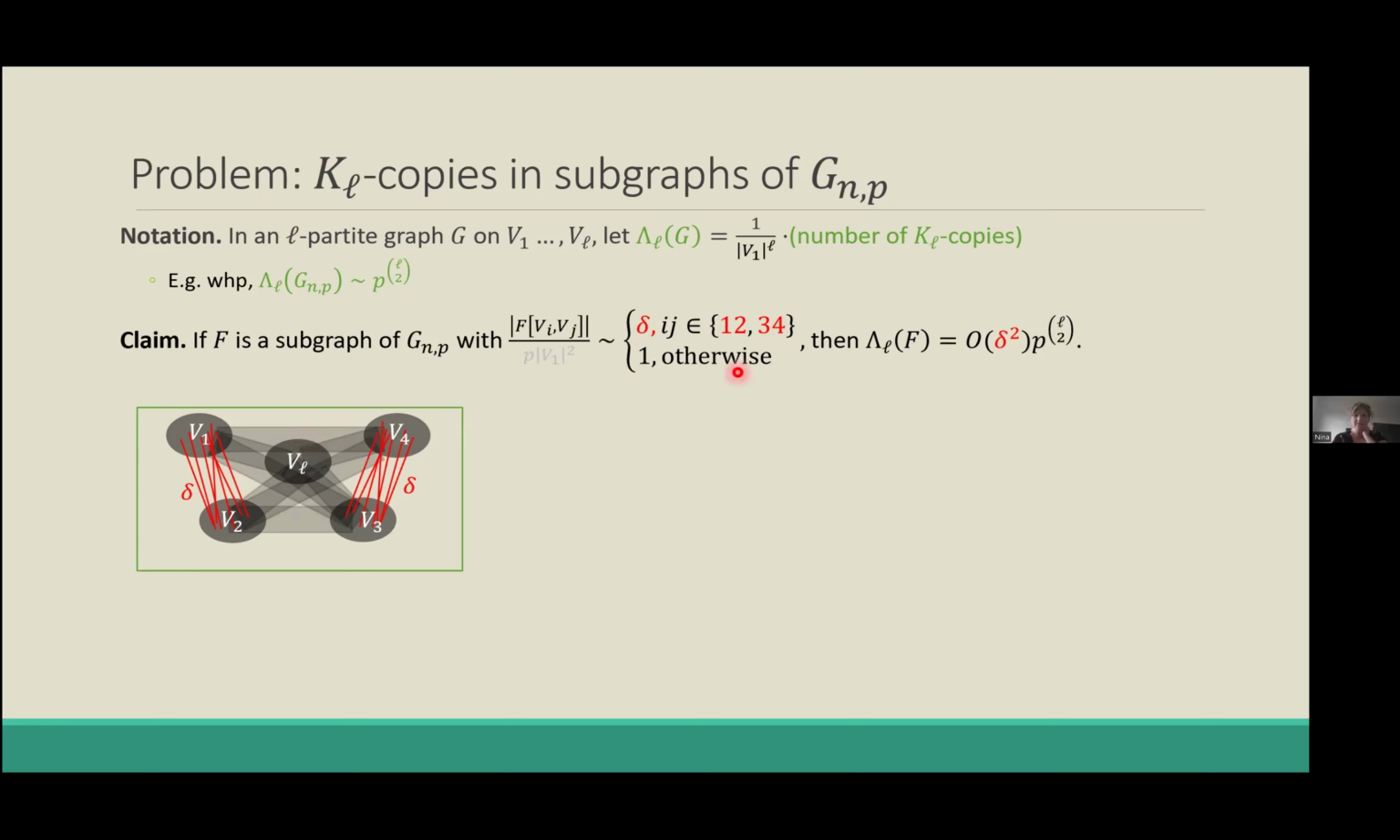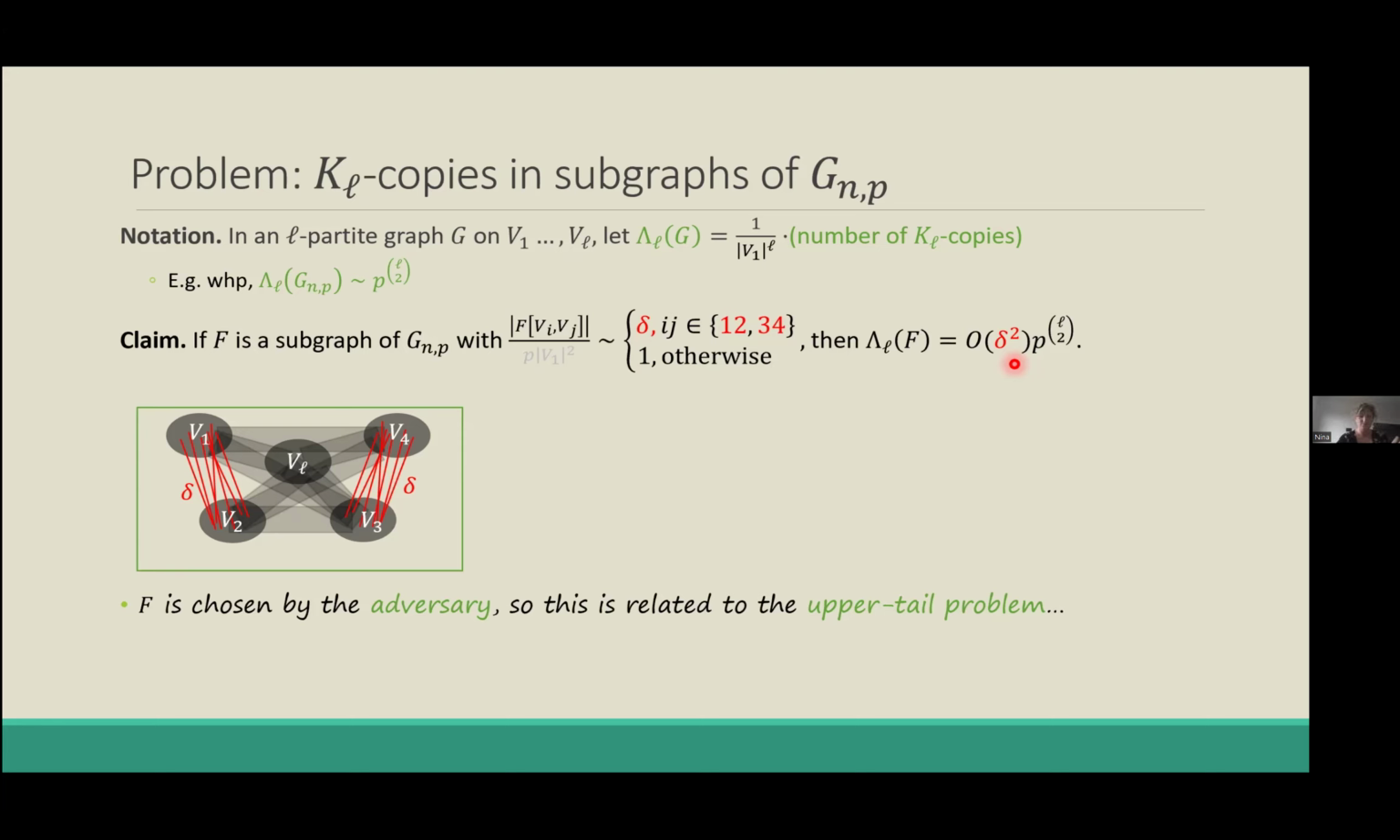Okay, but now the important thing is that this F is chosen by the adversary. So this F should be any subgraph of G n,p. And therefore a natural approach would be to try and find an upper bound on the probability that this is too much, that you have too many KL copies, and then take a union bound over all the possibilities for F.